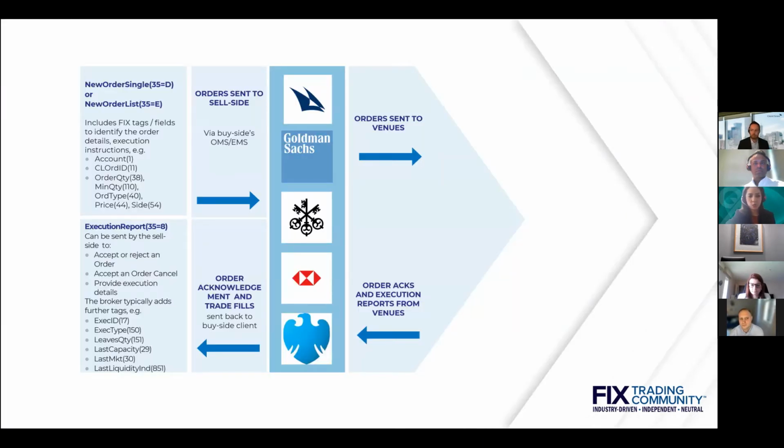Thanks, Alex. So Alex showed this slide a few minutes ago about what happens and how the orders flow from the buy side through to the sell side and their brokers, and what the brokers then do with that. For example, sending those onwards to the venues. But what are the trading venues? What does that catch-all term cover?